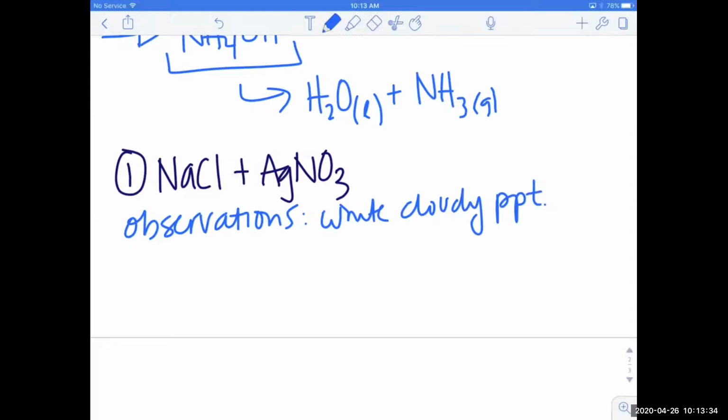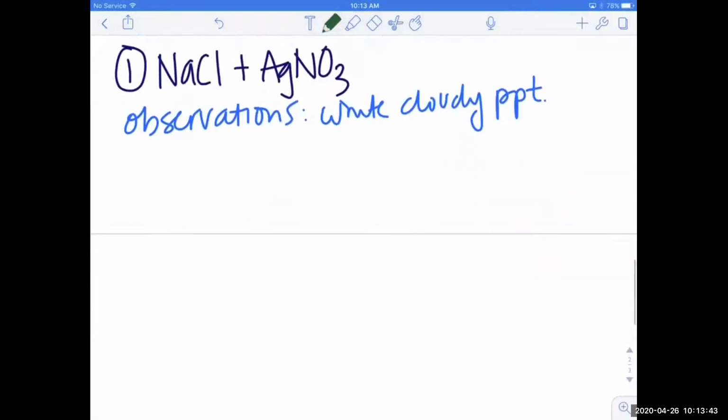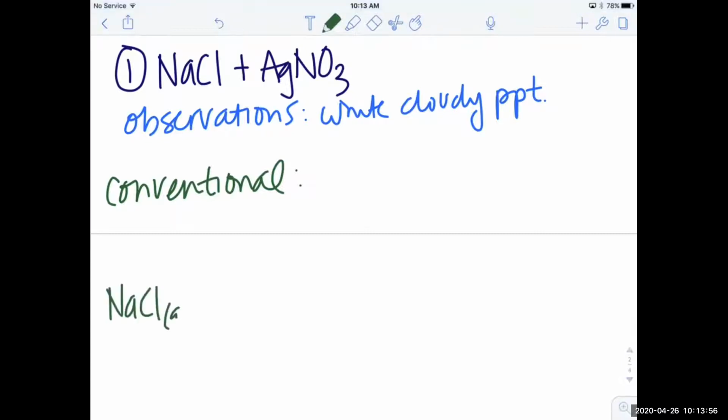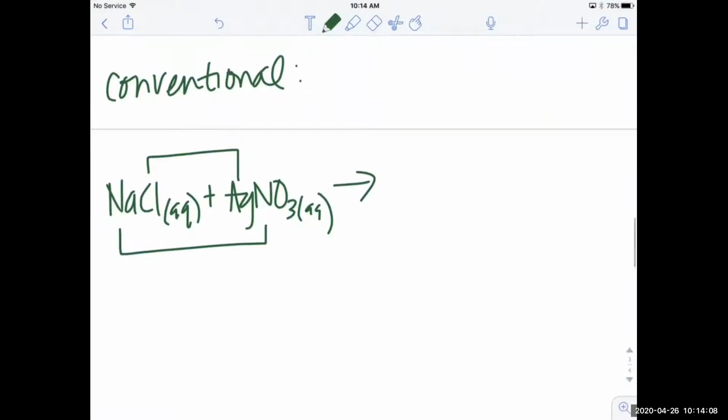All right. For the conventional, so this is going to be the traditional molecular equation, we're going to write NaCl, and I'll be using these colors so you can go back and kind of identify. These are both aqueous solutions, AgNO3, aqueous. Again, the first thing we're going to have to do is swap and crisscross. So my Ag is going to go with Cl, and my Na is going to go with NO3.